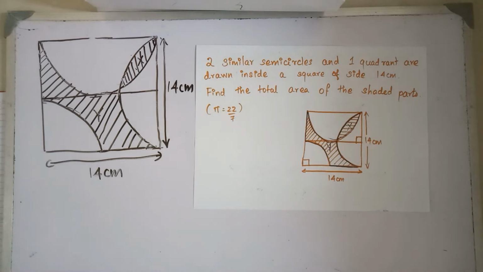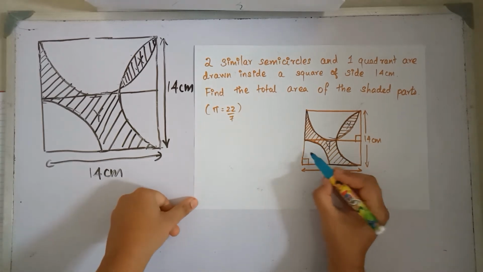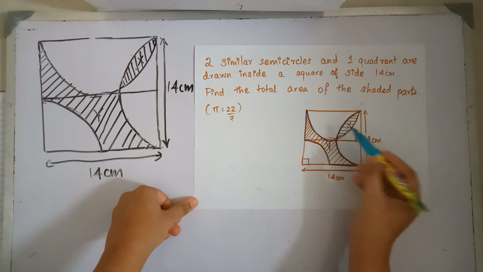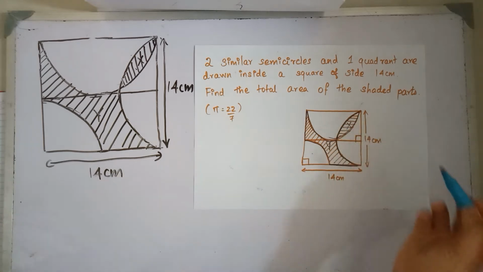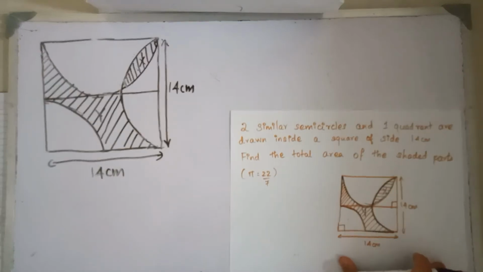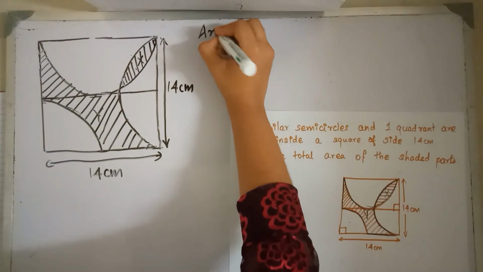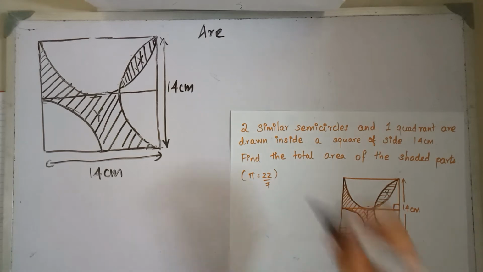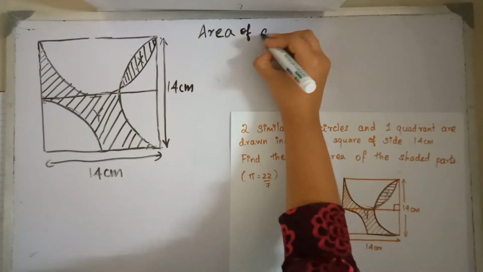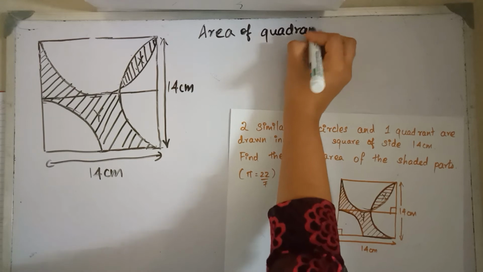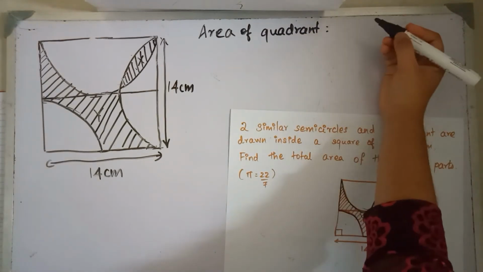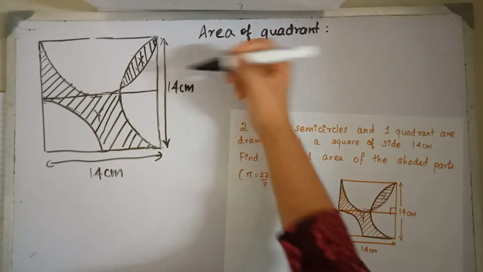So we have to find the total area of X and Y. How do we find it out? First, we know that this is a quadrant and this is a semicircle and this is also a semicircle. So let's find out the known figures first. What's the area of a quadrant? Area of quadrant is given as pi r square by 4. And what's the radius in this case? It is 14/2 and that is 7.